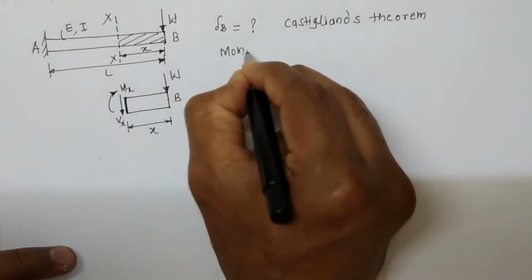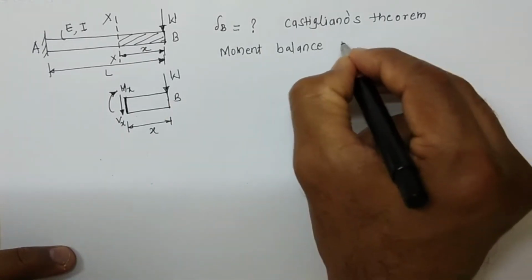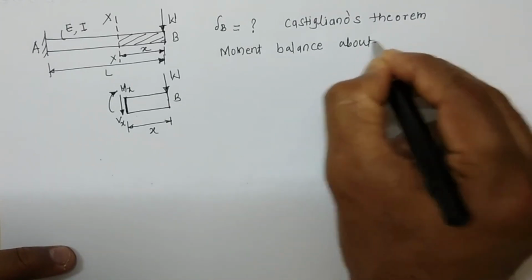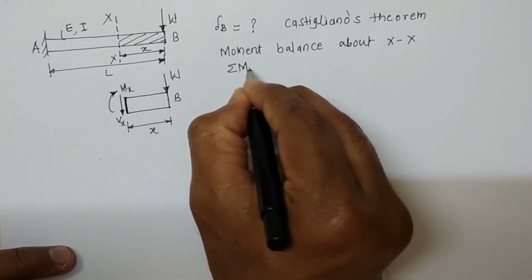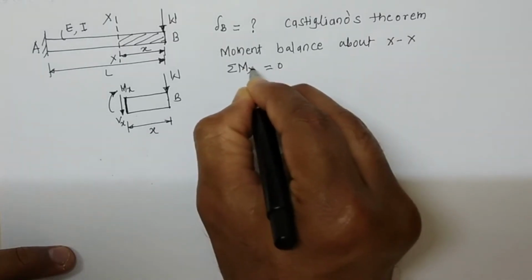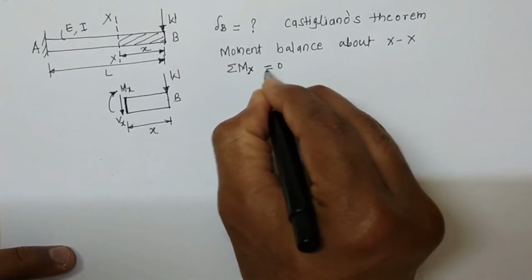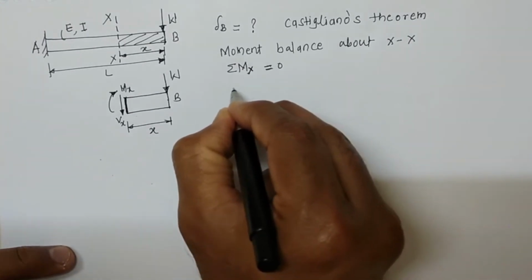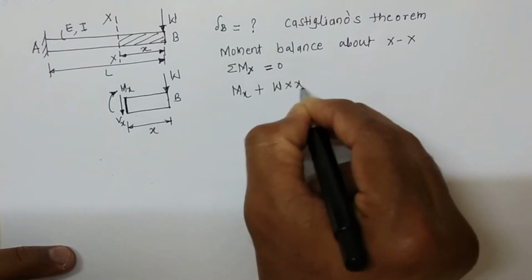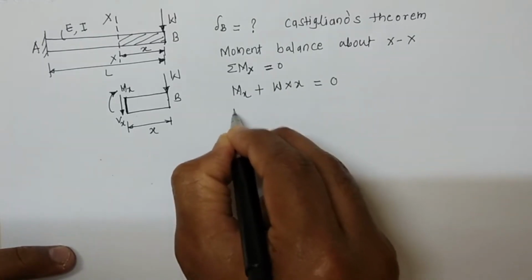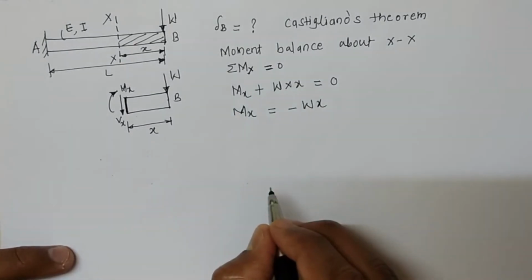moment balance. About the section XX, I will get summation Mx equal to 0. This capital X denotes the location of the section. So I will get Mx plus W into X equals 0, and therefore Mx equals minus W into X.